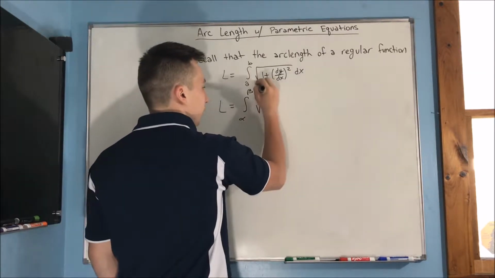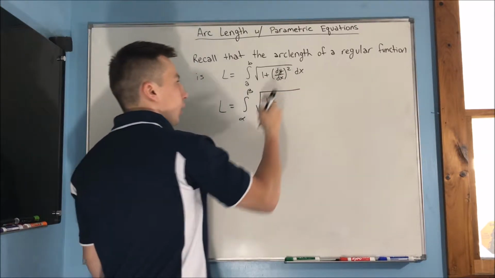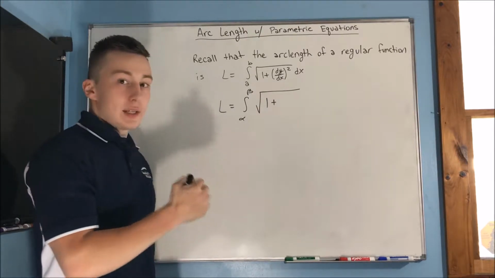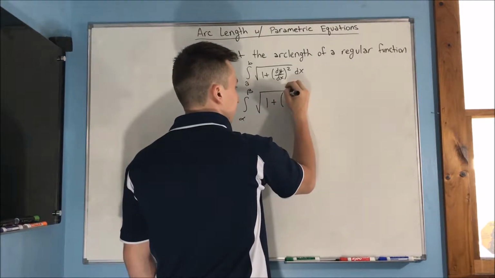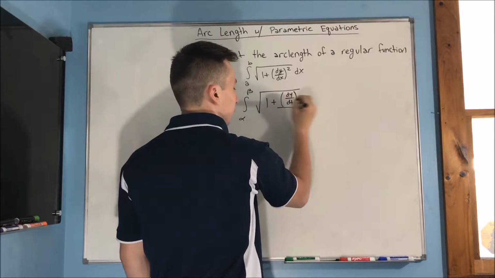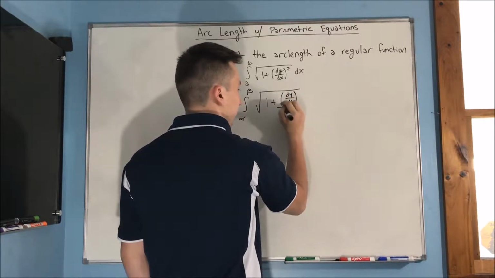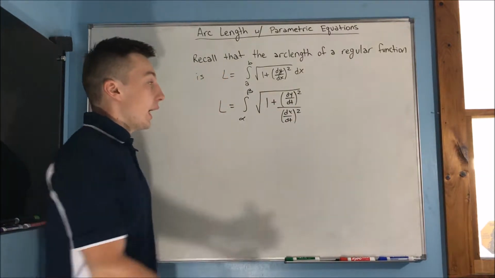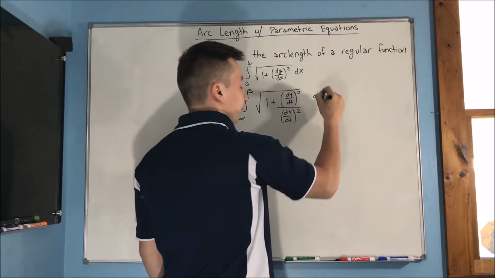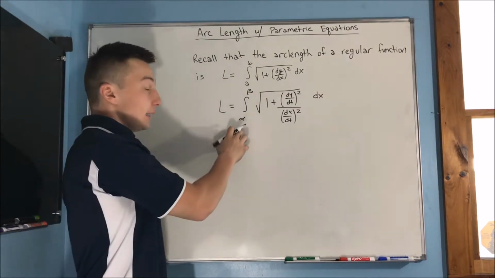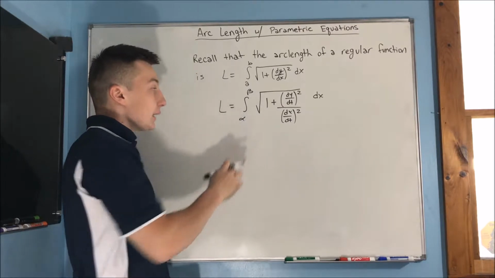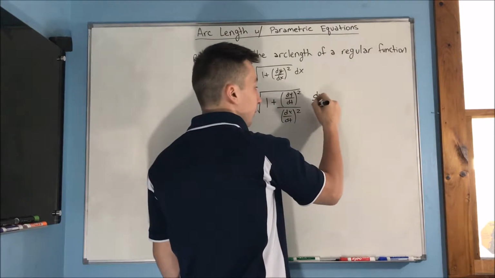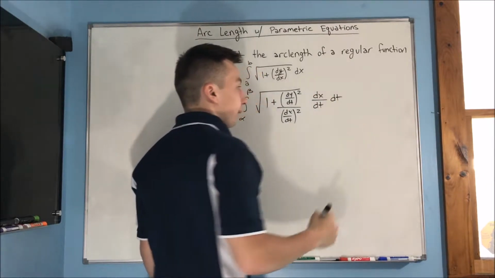Now, when we do our square root of 1 plus, when we did our derivative section, we know that dy/dx can be redefined as dy/dt over dx/dt. And since this is being squared, we can square top and bottom here. And on the outside we have a dx. Since we need a dt instead, because our bounds are equal to t, not x, we can just divide this by dt and multiply by dt.